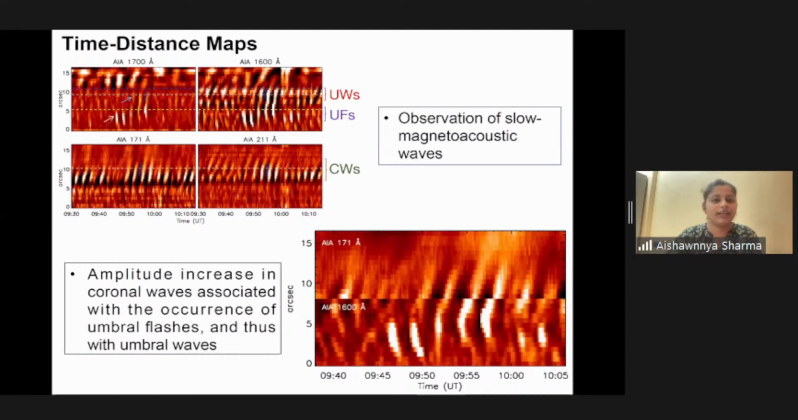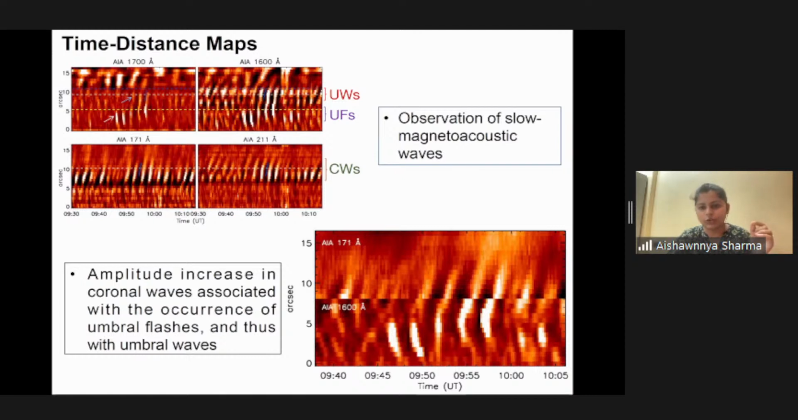One peculiar thing happens here, if you notice. Whenever these flashes are happening, between about 9:47 and 10, simultaneously there is an increase in the brightness of these umbral waves as well as the coronal waves. To observe it more clearly, we have combined one AIA 1600 image with an AIA 171 image. AIA 1600 means the lower atmosphere and AIA 171 means the upper atmosphere.